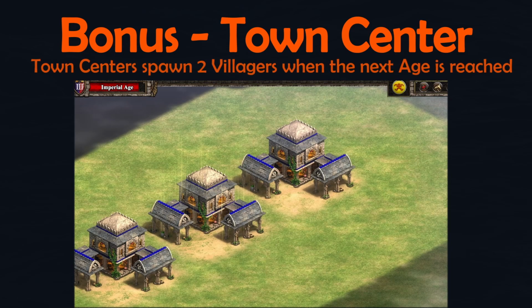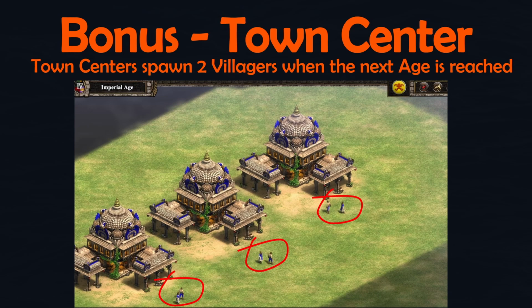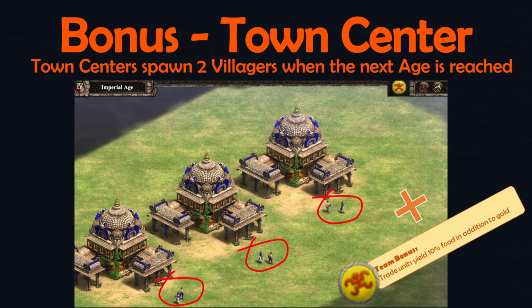Another unique bonus that ties in with the villages is the Bengali town centers, which spawn two villages whenever a new age is reached. If there are multiple town centers, each one of them will spawn two villages. These combined effects can play a great role in booming the economy for the civilization.